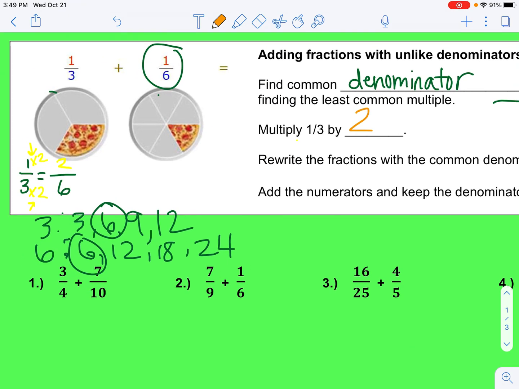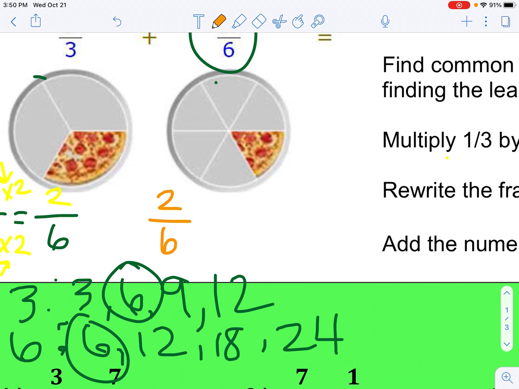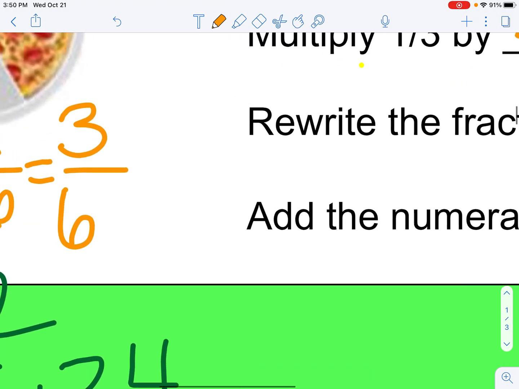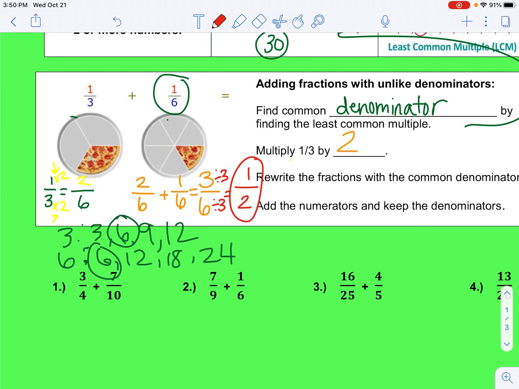And now I'm going to rewrite my fractions with the common denominator. So now instead of 1/3 up here, I actually have 2/6 plus 1/6. And now I'm going to add straight across. 2 plus 1 gives me 3, and my denominator stays the same. Alright, but I know I can simplify 3/6. I can divide by 3 to get my simplified answer. 3 divided by 3 is 1, 6 divided by 3 is 2. So when I add 1/3 plus 1/6, I get 1/2 for an answer.